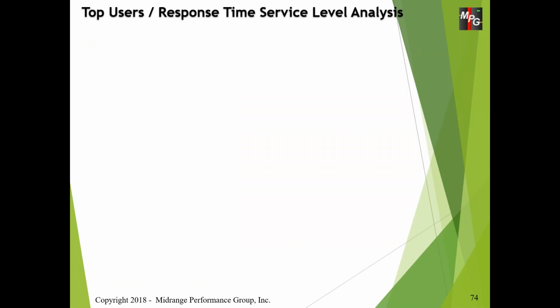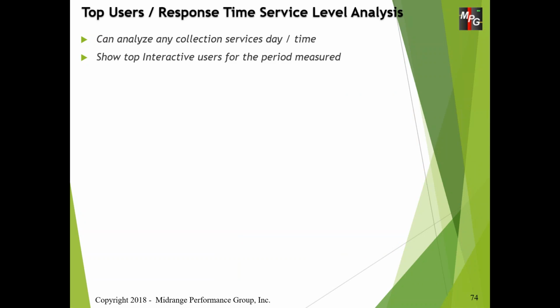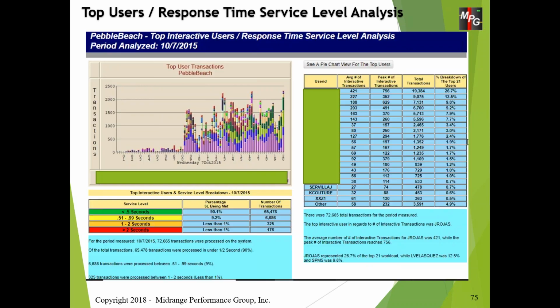But what we did in version 19 is, one, we allow you to analyze any day and time period now. You can get 8 to 5, 12 to 2, like I said. And we're going to show the top interactive users for the period. So now we're not just going to show a pie chart. We're going to actually show you the big hitters. And again, we give you that cool pie chart percentage breakdown view. So just a great example there.